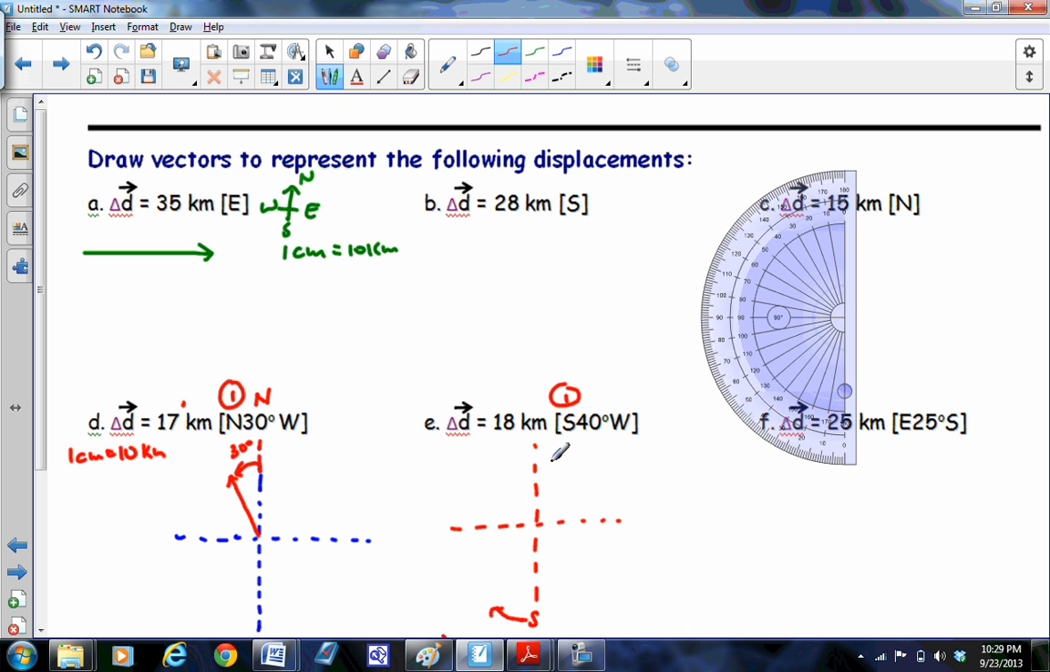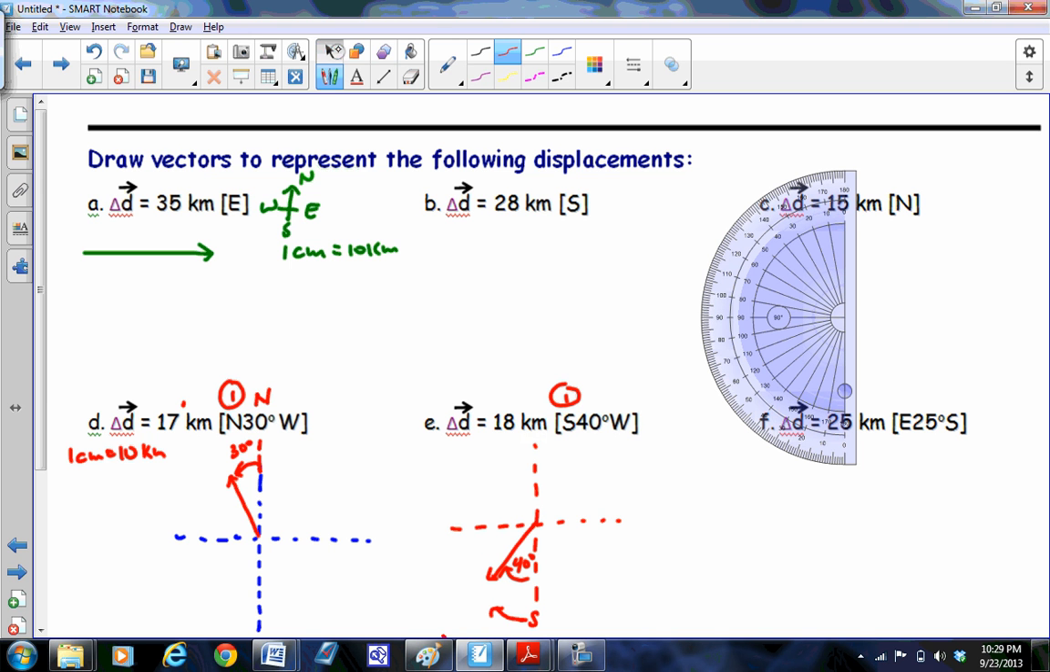It needs the same scale, 1 to 10. So my line's going to be 1.8 centimeters. Here we go. Line it up. There we go, 1.8. So my line's 1.8 centimeters long. My angle's measured over here, 40 degrees. So it's measured from the south, 40 degrees over to the west.